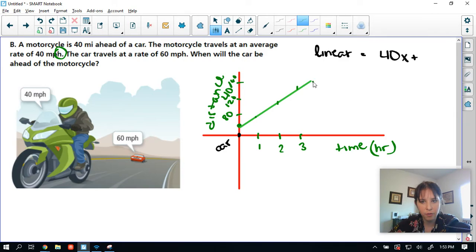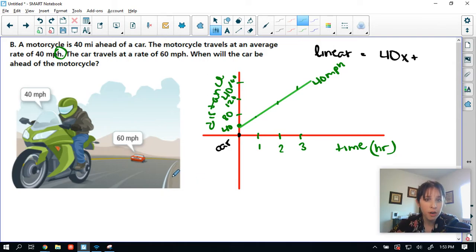So this is him going at 40 miles per hour. And what I did in my head there is I know that we started at 40. And after 1 hour, he went another 40 miles. So that's the 80, and then the 120, and then the 160. And that's what I did with each of these.